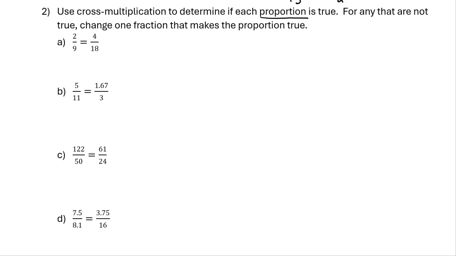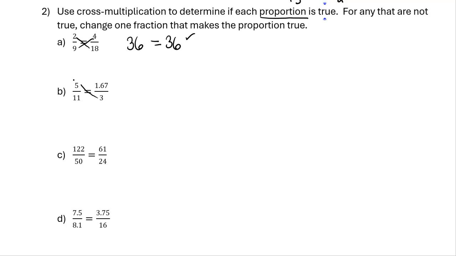All right, so here we are taking 18 times 2. Well, 18 times 2 is 36, and that equals 9 times 4, which is also 36. Because both sides are equal, when you multiply them together, that means that the proportion is true. So let's go ahead and try B.